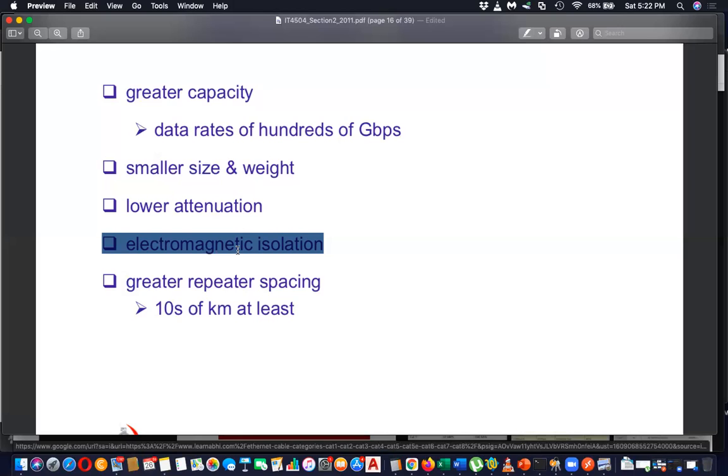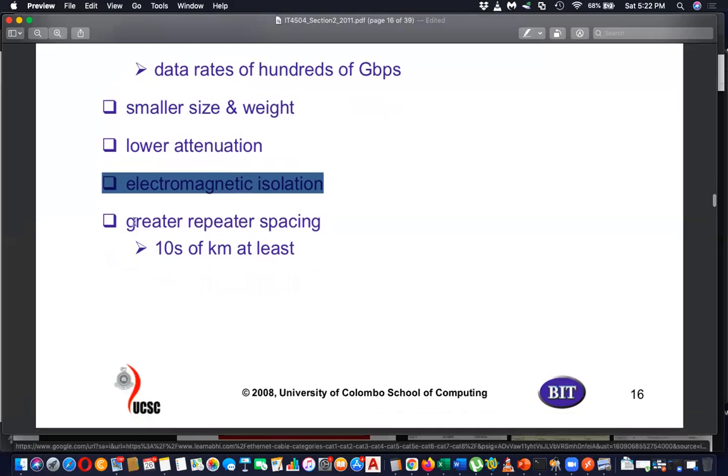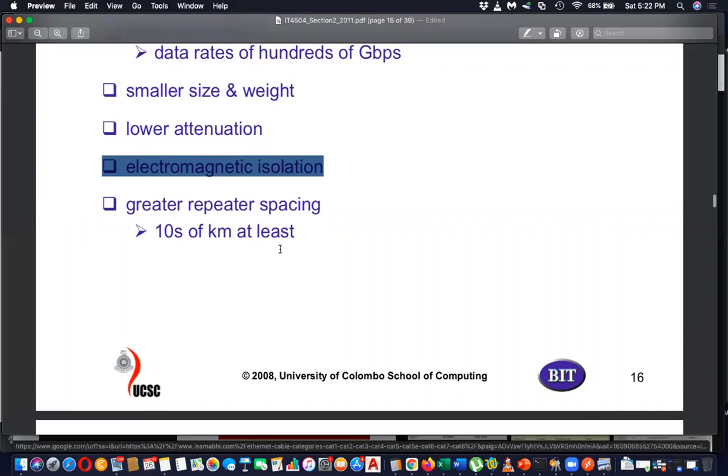Because it is not affected by this electromagnetic interference. And it can send to 10 kilometers. At least it can send to 10 kilometers, but it is more than that.